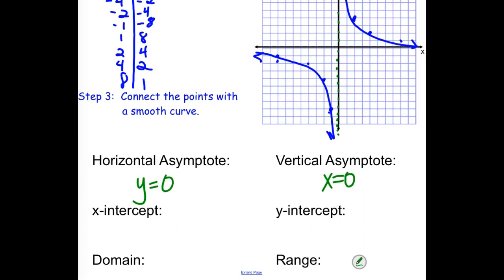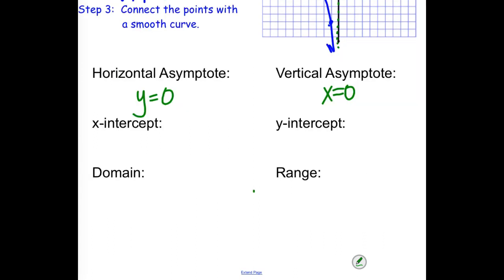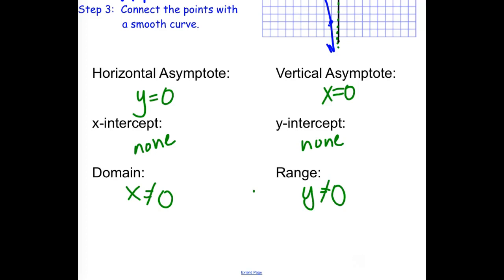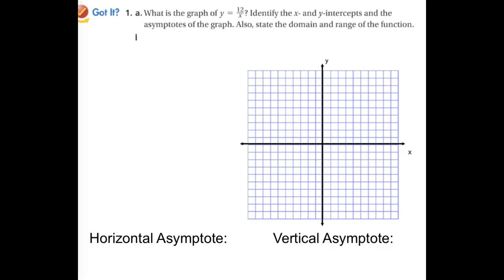Domain and range, x and y intercepts. How about intercepts? Do we have any? Okay. What's the restriction for our domain? X can't be 0, and our range? Y can't be 0. All right. Check in with the people at your table. If you're all okay with that, go ahead and try this one on your own.